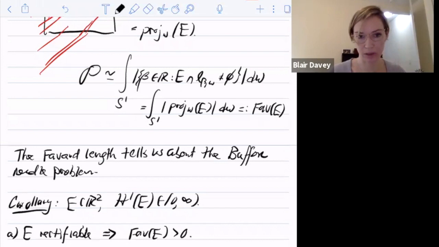So these projections tell us about rectifiability. And what that means is if I take a rectifiable set and I drop a needle onto this set randomly, then there is some chance that that needle will touch the set E. But if I drop a needle onto a purely unrectifiable set, then almost surely it will not touch the set.